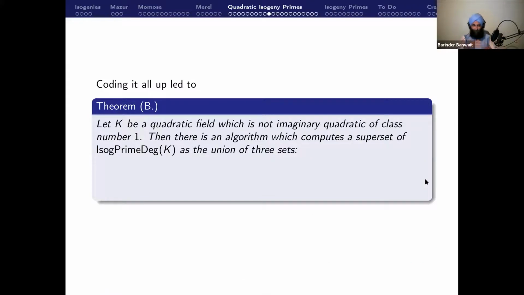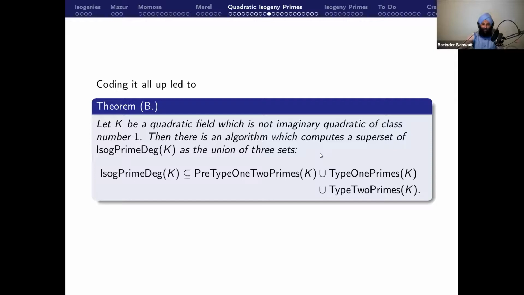For now, though, coding that up, mostly in Sage, one gets this algorithmic result. There is an algorithm to compute not the set itself, but a superset for this set of isogeny primes as the union of 3 explicitly computable sets. So you have the type 1 primes, the type 2 primes, and the Momose constant C0 that got renamed pre-type 1 2 primes. That's because outside of that set, you have 2 types of primes here.